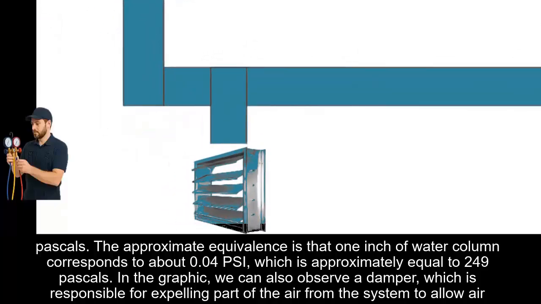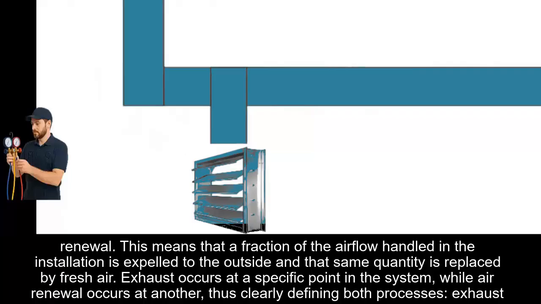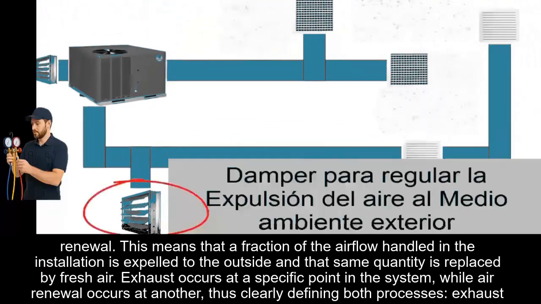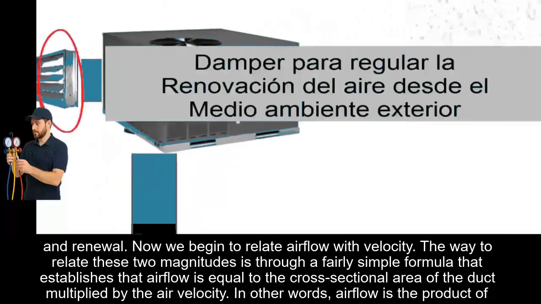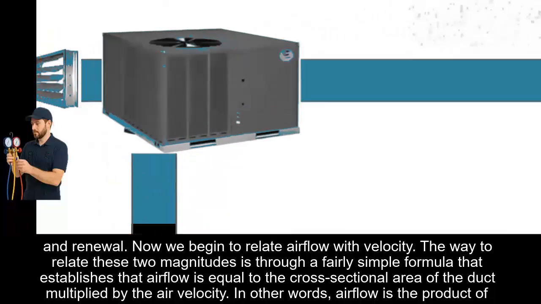In the graphic, we can also observe a damper, which is responsible for expelling part of the air from the system to allow air renewal. This means that a fraction of the airflow handled in the installation is expelled to the outside, and that same quantity is replaced by fresh air. Exhaust occurs at a specific point in the system, while renewal occurs at another, thus clearly defining both processes, exhaust and renewal.